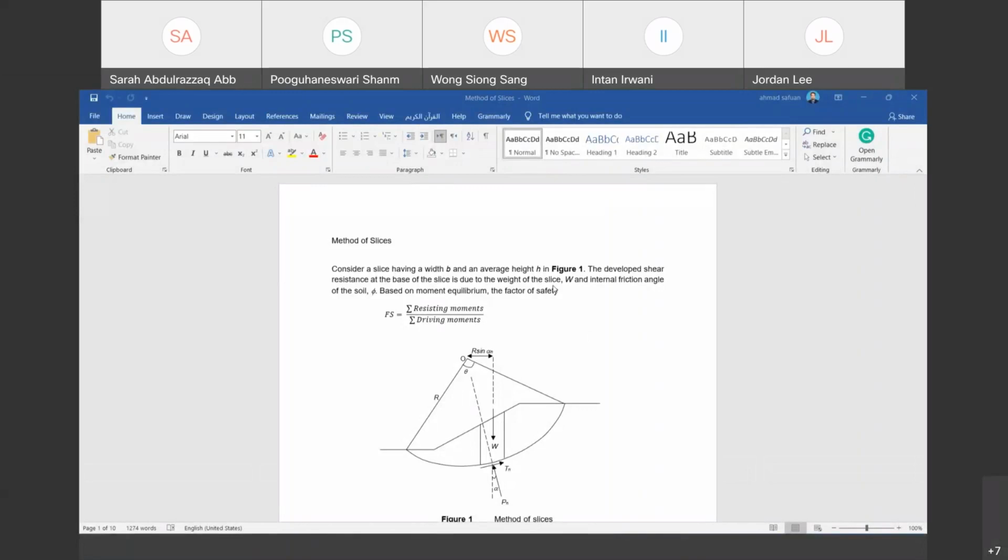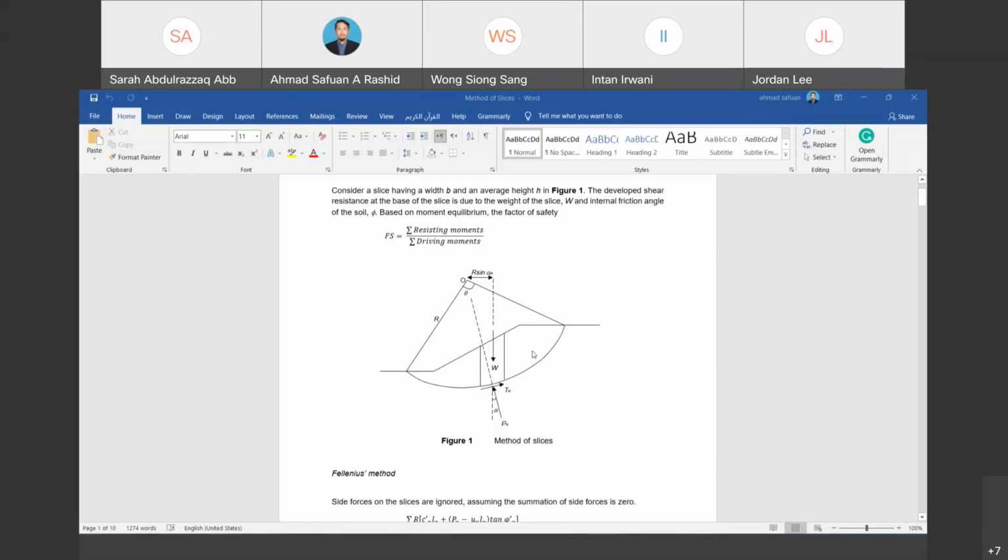Okay, I have uploaded these notes in the e-learning. We discuss the method of slices based on Dr. Kamaruddin's reference book. A little explanation on the method of slices: the same approach as the total stress, where we use the resisting moment over the driving moment. In this explanation, the most important thing is to determine the alpha.